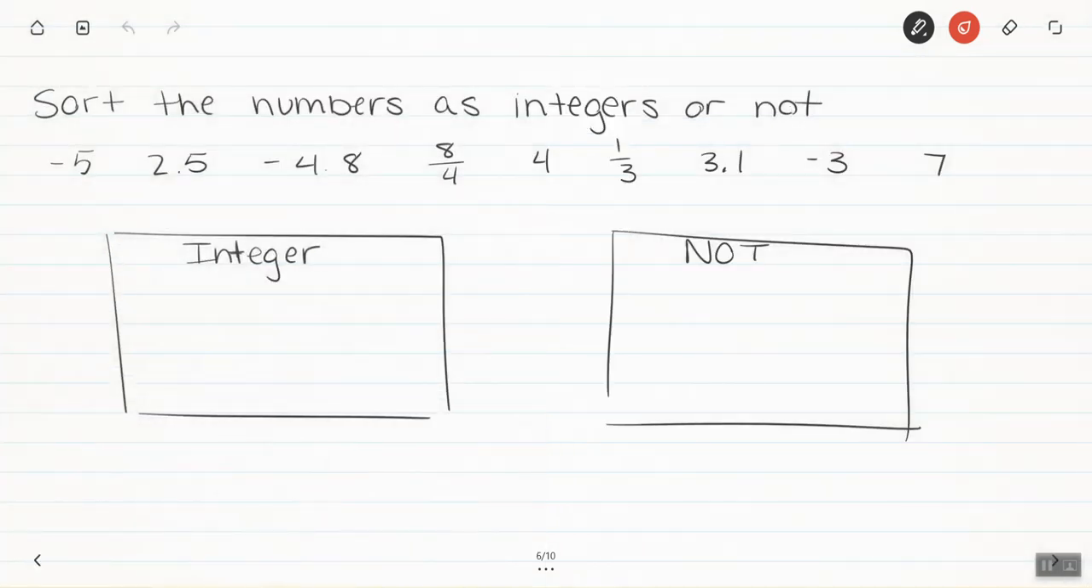So let's sort these numbers as to integers or not integers. So remember, an integer can be either a positive or negative whole number. So like -5, -5 would be an integer. But this 2.5, that's a decimal, so that one is not an integer. So go ahead and take a second, see if you can sort the rest of those numbers as to integer or not an integer.